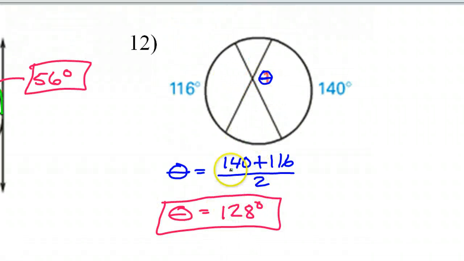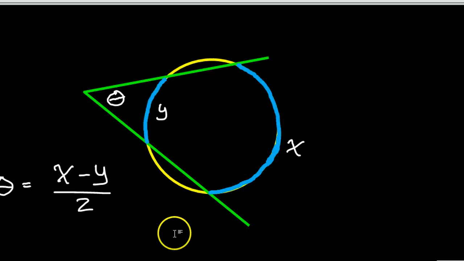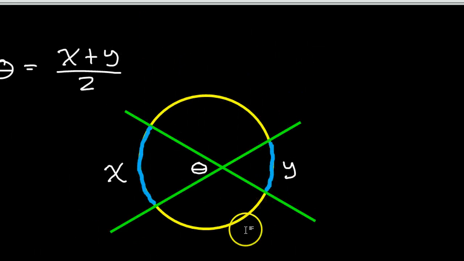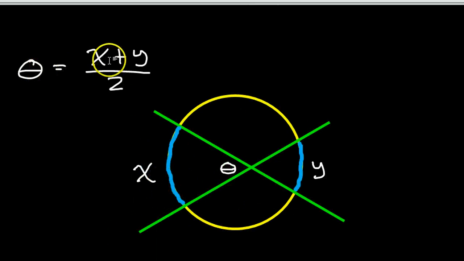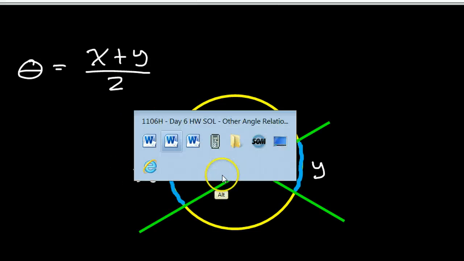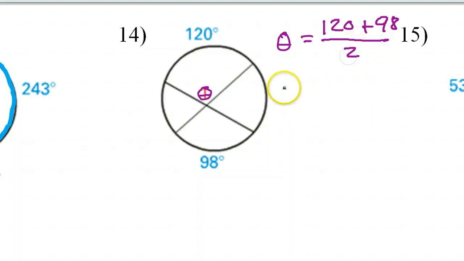Okay, we have the angle inside the circle. Please remember that when the angle is inside the circle, the relationship is the angle is equal to the arc plus the arc divided by 2. So this angle will equal the arc plus the arc, so 120 plus 98 divided by 2.